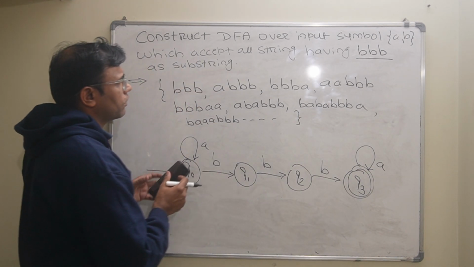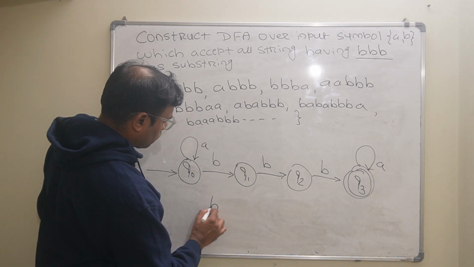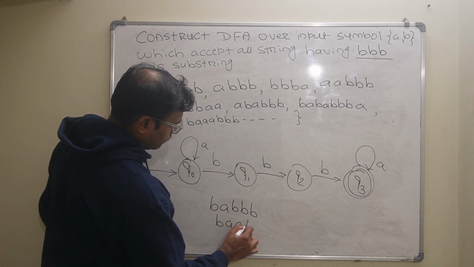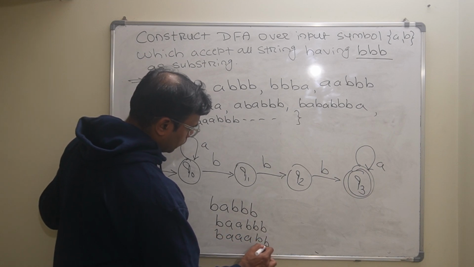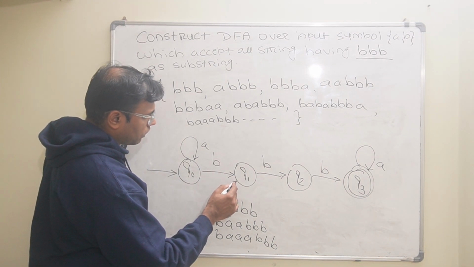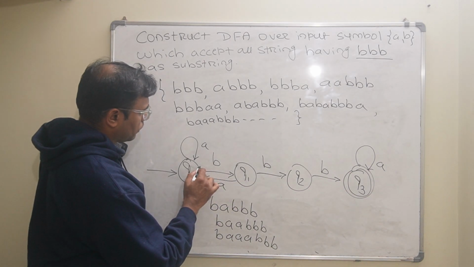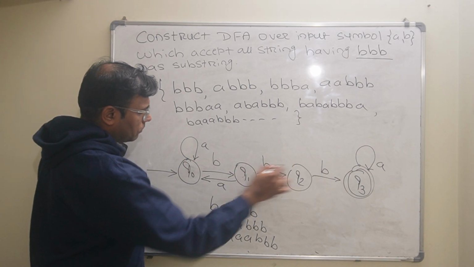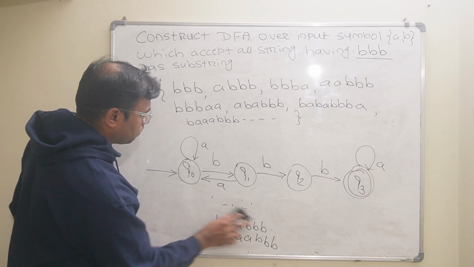Now the next thing is, let us say baabbb, then baabbb, then baaabbb. Now what to do in this case? So if we come back from Q1 to Q0 for a, it will solve our problem. You can see babbb, then baabbb, baaabbb. So it will accept any number of b.